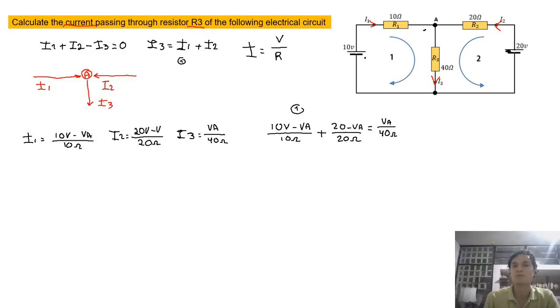We can multiply both sides of the equation by 40. Multiply this by 40. And we end up with 40 volts minus 4 VA plus 40 volts minus 2 VA being equal to VA.